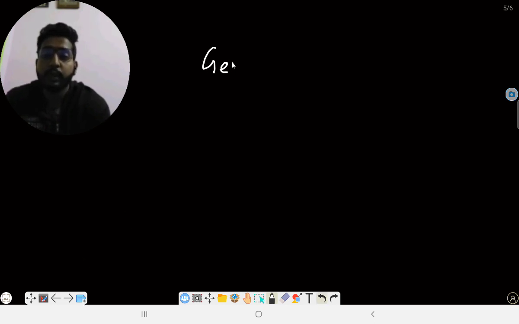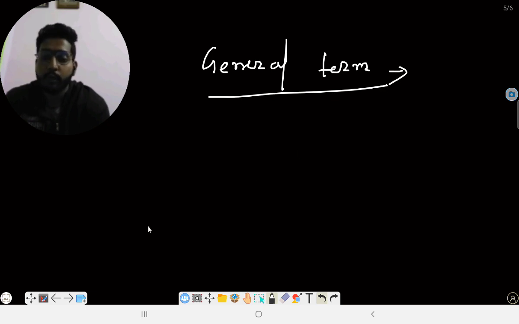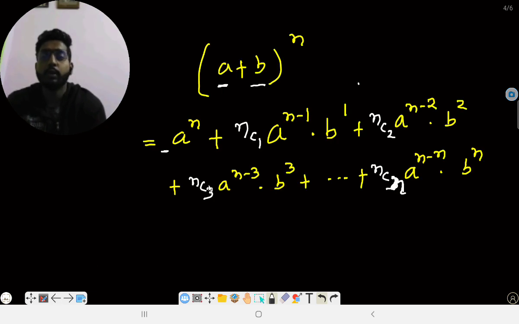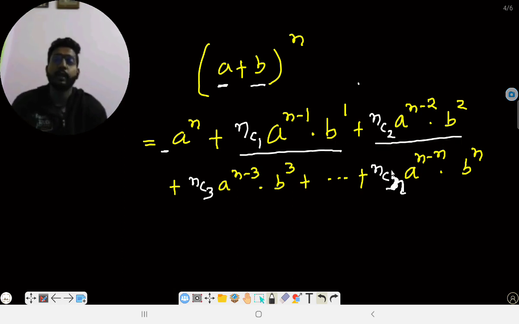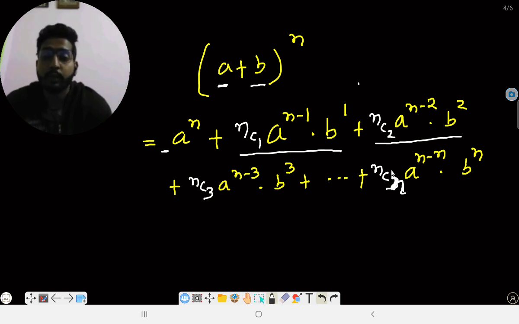What is the general term here? So now look at the expansion properly. If I look at this expansion (a plus b) whole to the power n properly, look at the second term. The second term is nC1 a to the power n minus 1 into b to the power 1. That means whenever I am saying second term, it is nC1. Now look at the third term. What is the third term here? nC2. So whenever it is the third term, it is nC2, one less.